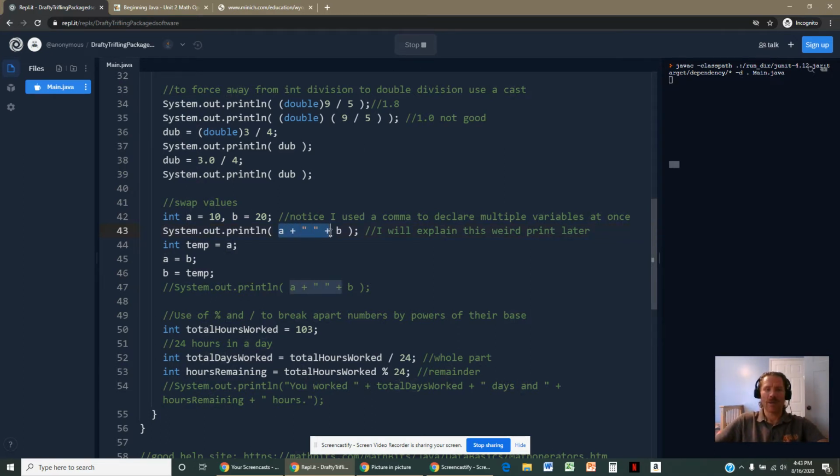I'll explain more about this in my next video. I know it's a little bit strange how I have that space character there. Actually, we'll learn more about that in chapter 2 as well, when we learn more about strings. So 10 and 20 have printed.